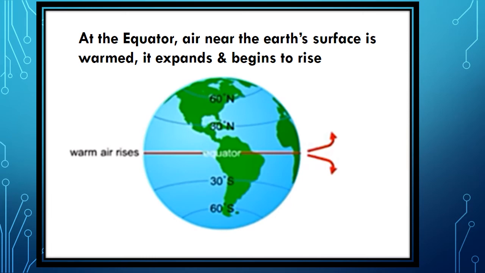Now children, here you see, because we get the direct rays of the sun at the equator, what happens to the air around the equator? It gets warm due to the direct rays of the sun, and as you know, warm air rises. Yes, it gets warm, expands and begins to rise.